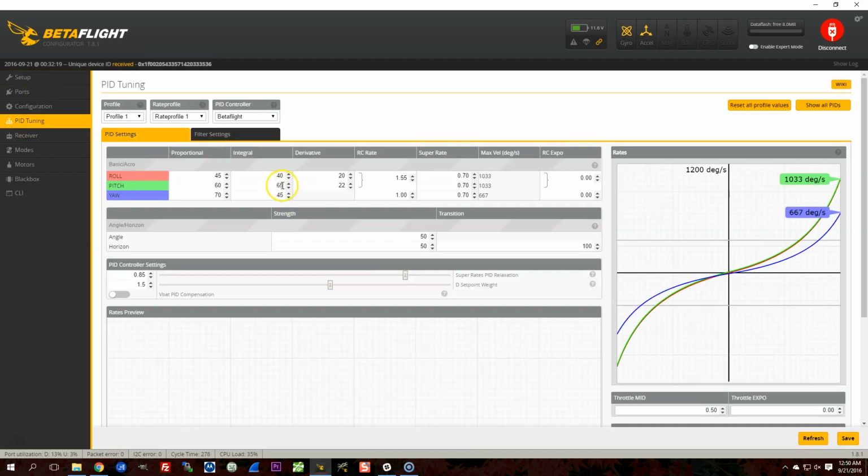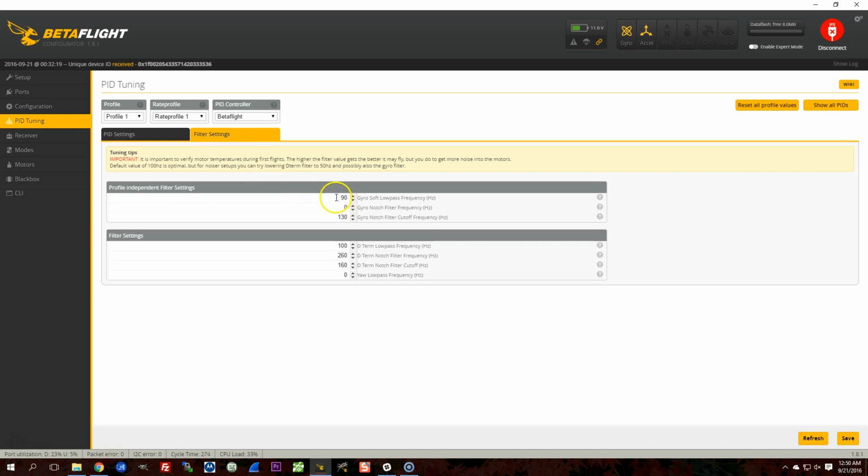So let's try this. Let's just try that. Let's set the gyro soft filter to 50. That is a really low value. Let's try it. And we need to power cycle the board for that to take. If you change your gyro settings, it has to do a calculation on startup. So we have to power cycle the board.